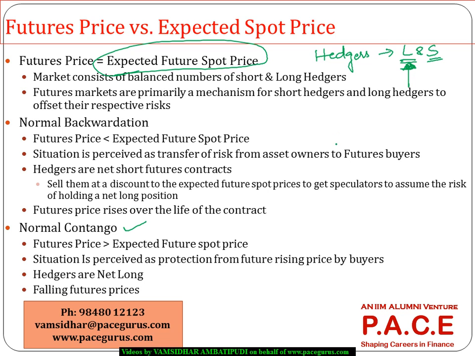We'll discuss the difference between contango and backwardation. We use words like normal contango and normal backwardation. We have to understand that a small difference exists between the two. This is looked at from the perspective of hedgers. If I see that the long as well as the short positions of hedgers are more or less the same, then we say that the futures market is a perfect reflection of the spot market, of the expected spot prices.